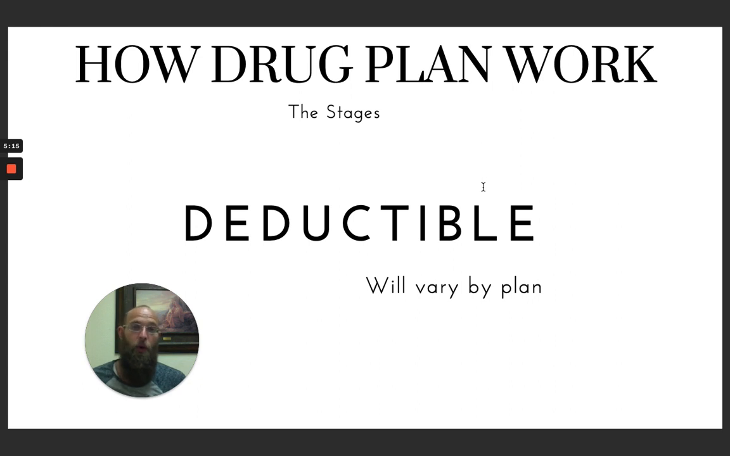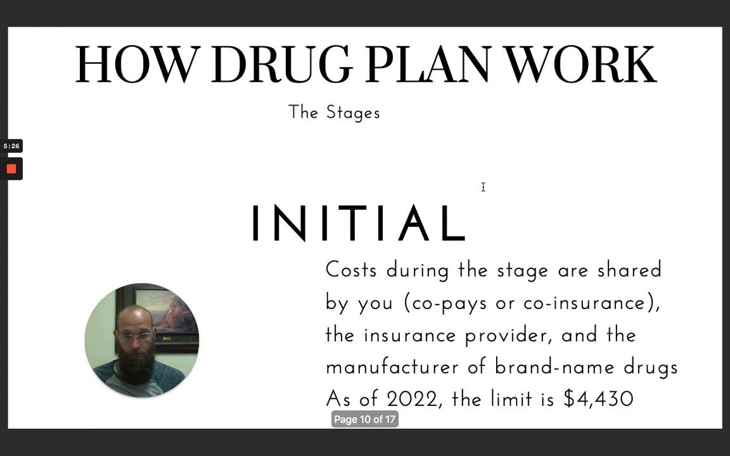Deductible is usually right around $480 deductible. And that would start at tier 3, 4, and 5. Okay, typically tier 1 and tier 2 are not subject to that deductible. After the deductible, you hit the initial stage. So here we have a cost sharing between the insured, you, and the insurer, whoever it is that's providing that insurance for you. Okay, so sometimes it's a copay, sometimes it's a co-insurance.